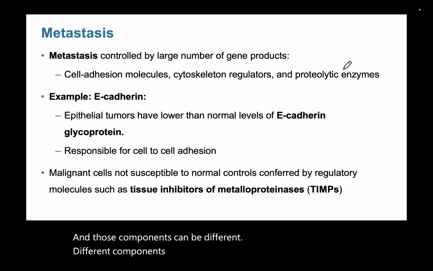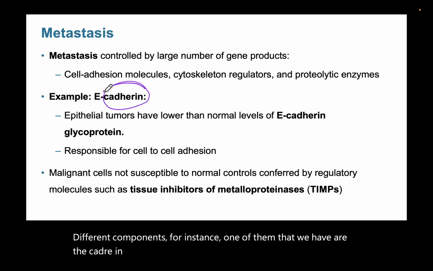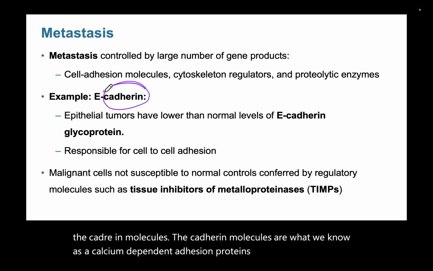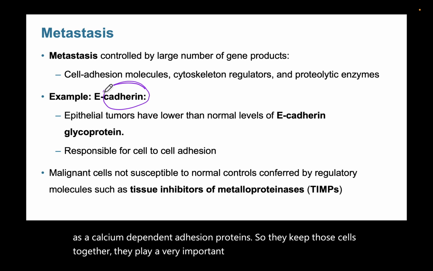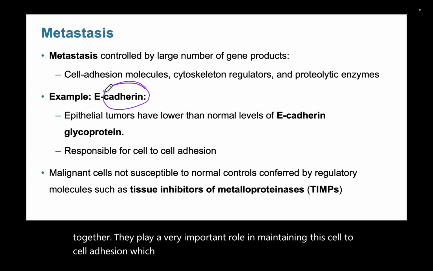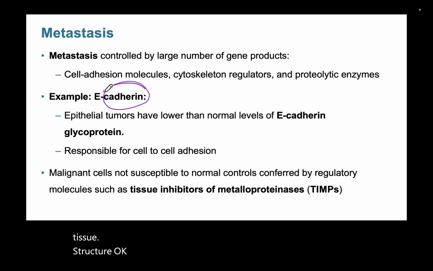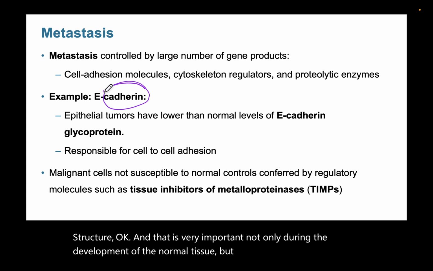For instance, one of them that we have are the cadherin molecules. The cadherin molecules are what we know as calcium-dependent adhesion proteins. So they keep those cells together. They play a very important role in maintaining this cell-to-cell adhesion, which therefore contributes to ensuring proper tissue structure. Okay? And that is very important, not only during the development of the normal tissue, but also in adult organisms to keep those cells together.